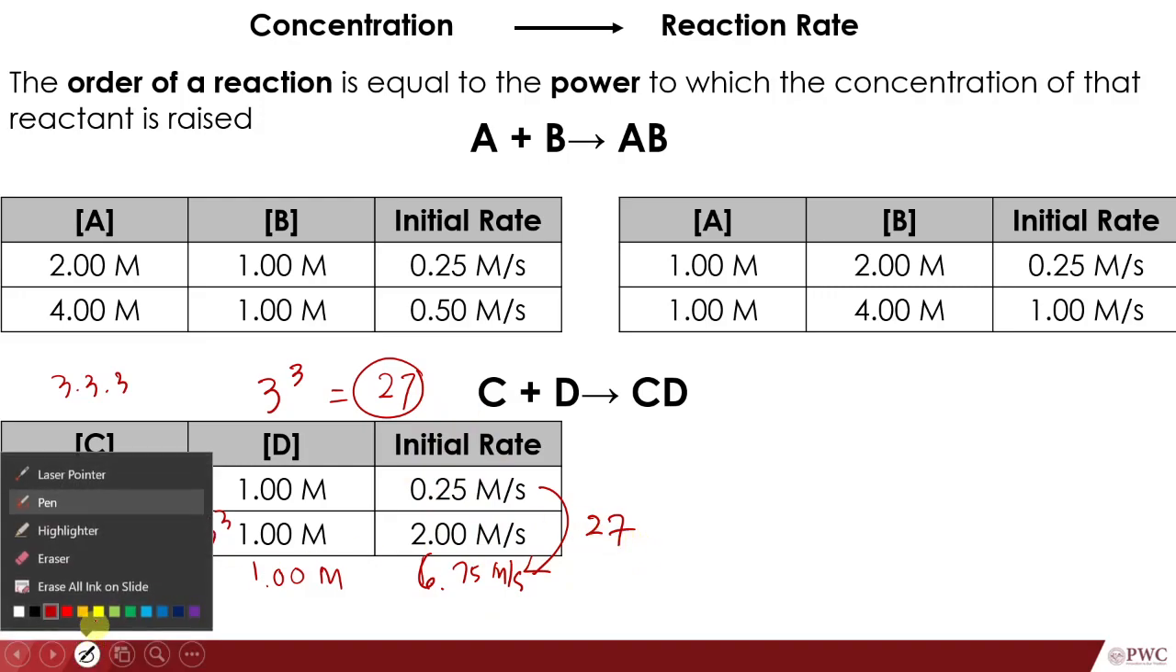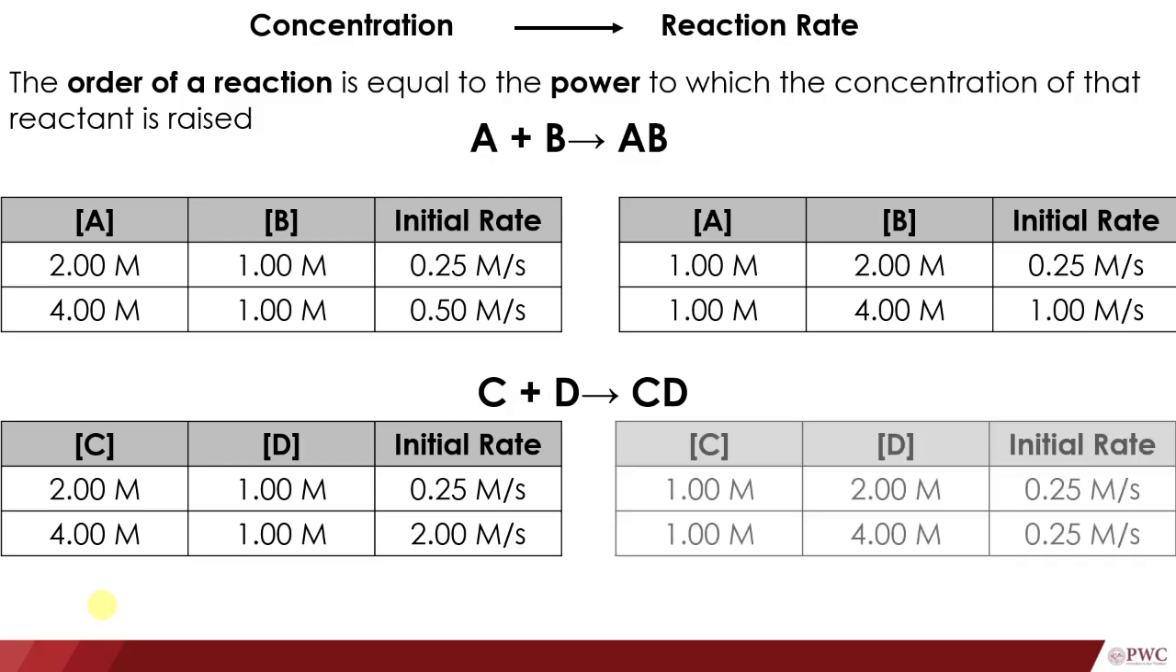Let's observe the last one. So here I'm going to focus on D. So here C must be constant. As you see here, it's constant. It remains 1 molar throughout the experiment. So the change in D will affect the rate of the reaction. So from 2 to 4, it increased by a factor of 2. And then here, as you see, the rate is the same. So it's just the same, so that's equal to 1, right?